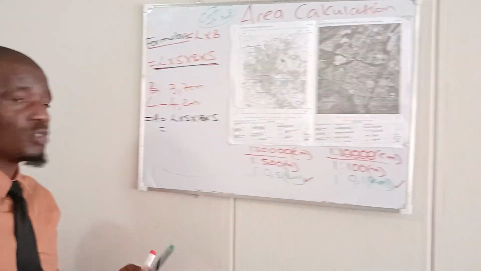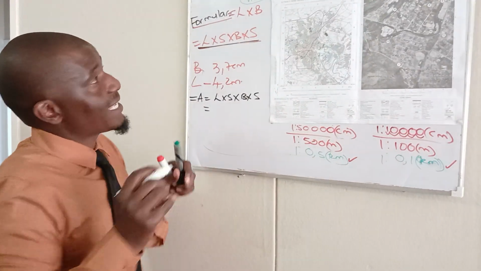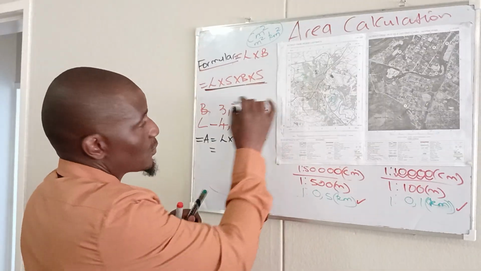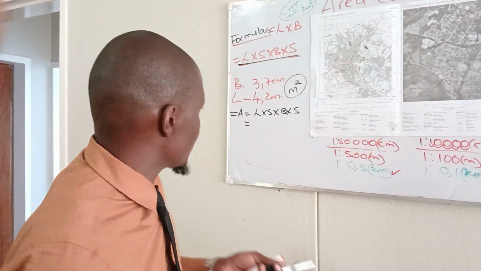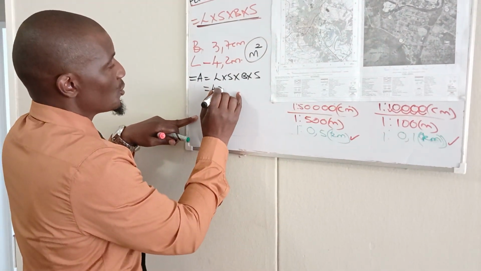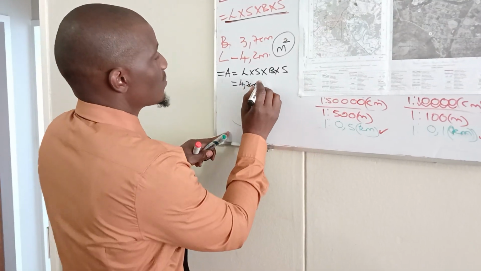So I'm going to substitute now into this formula. What is my length now? In this case, I want my answer to be in square meters. I'll also calculate in square kilometers. So I'll use my length, which is 4.2 centimeters multiplied by, remember, I want my answer to be in meters, I'm going to multiply it by 500.